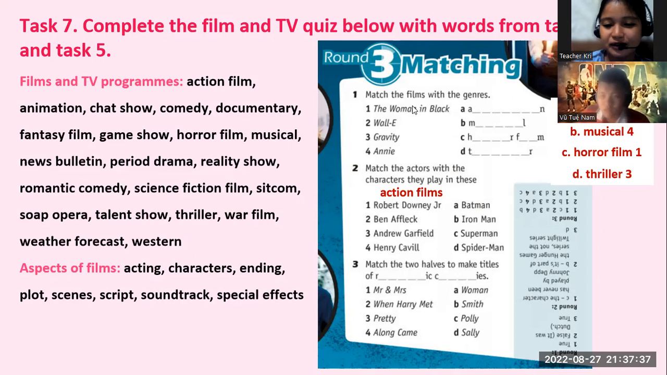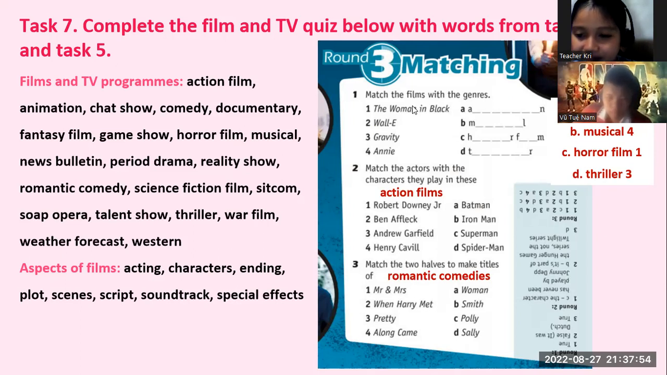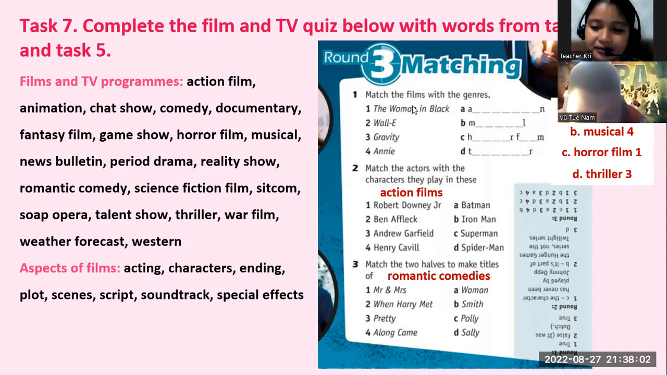Now, let's have number 3. Match the two halves to make titles of romantic comedies. Okay, that's right. Romantic comedies. Okay, Mr. and Mrs. Is it B? Okay, so Mr. and Mrs. Smith. Okay, how about number 2?